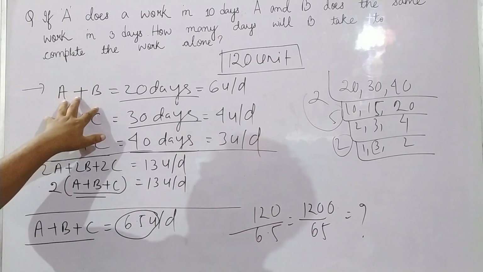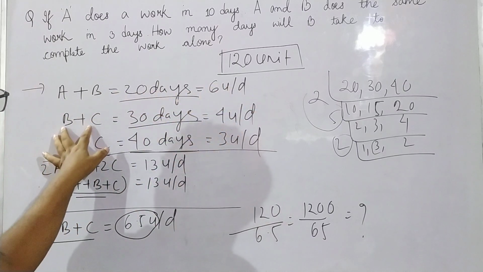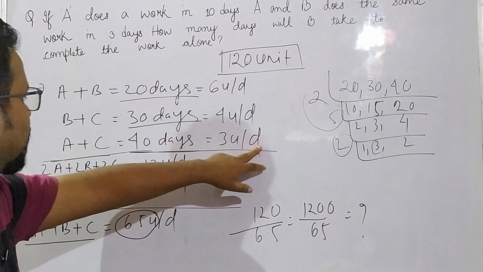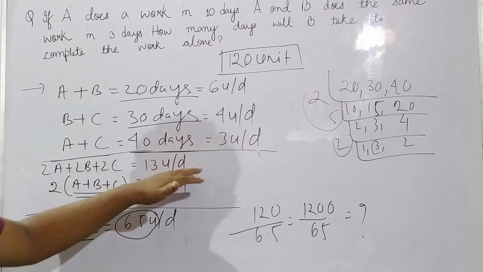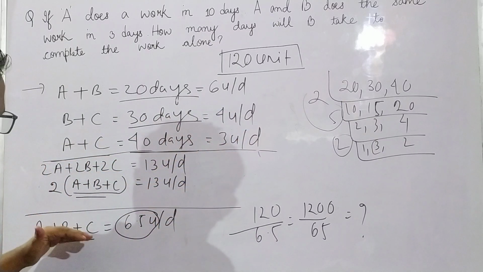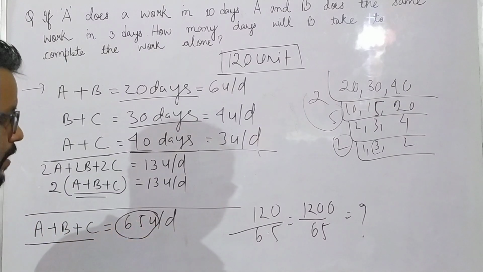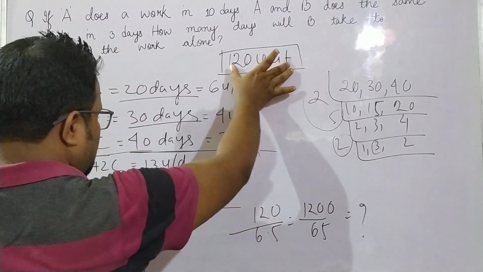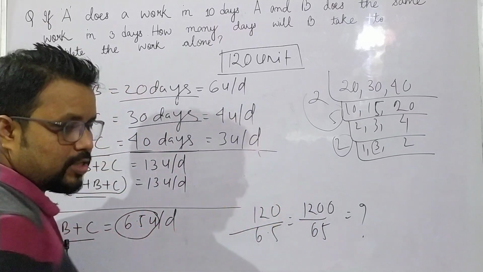First I am doing 1 day's work of A and B, it is 6 unit per day. 1 day's work of B and C is 4 unit per day. 1 day's work of A and C is 3 unit per day. Then I am adding these, and I get 13 unit per day. Then A plus B plus C's work in 1 day is 6.5 unit. Then in order to do 120 unit, how much time will be taken? 120 divided by 6.5.